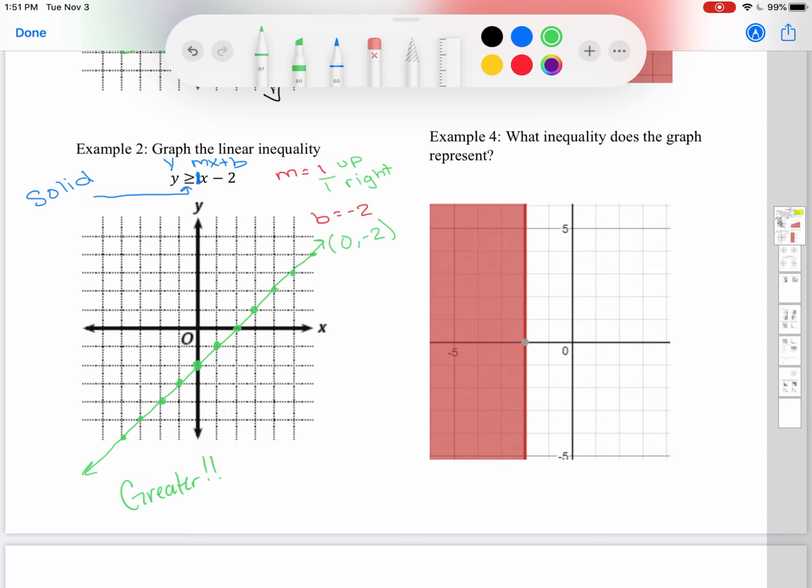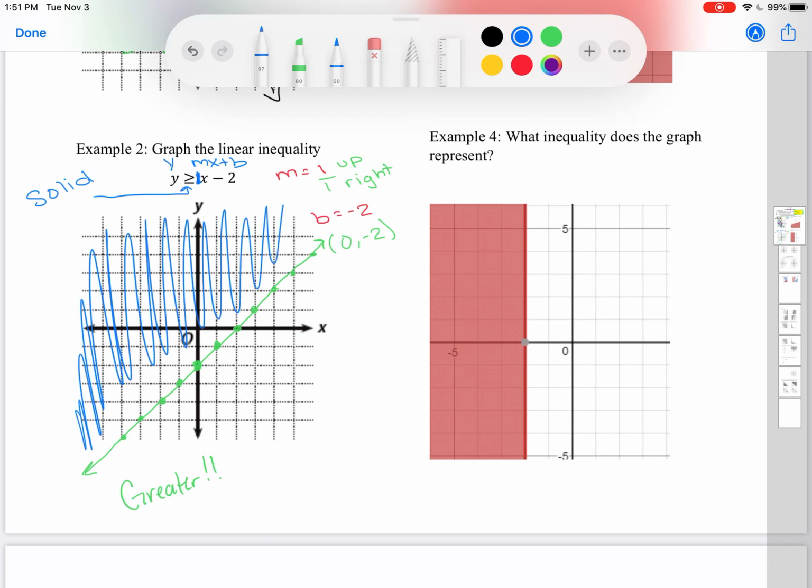Again, because it had an equal sign, I have my line, but inequalities are different because I have to also shade. And this time it's telling me I want to shade everything greater than that line. So take a look.